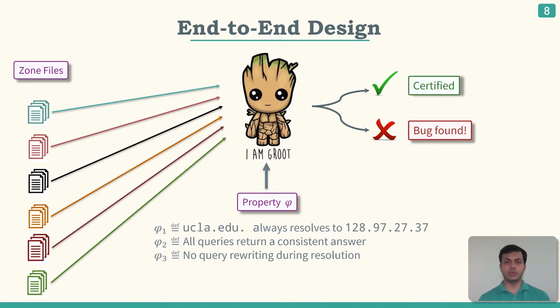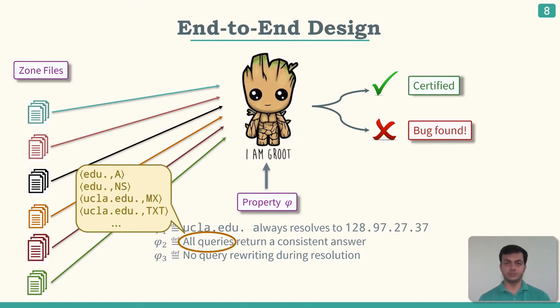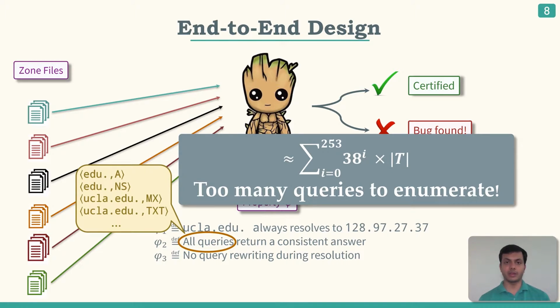To verify if a property holds, one can enumerate all the queries and check the property for each query. And a query in DNS is a domain name like ucla.edu and a type like A for IP record, TXT for text record, and so on. But there are too many queries to enumerate, as a query can be up to 254 characters and there are like 10 to 15 types. So how does GRoot check the properties efficiently? As said earlier, GRoot generates query equivalence classes. So let's take a look at the GRoot internals to see how GRoot generates these equivalence classes and checks properties.